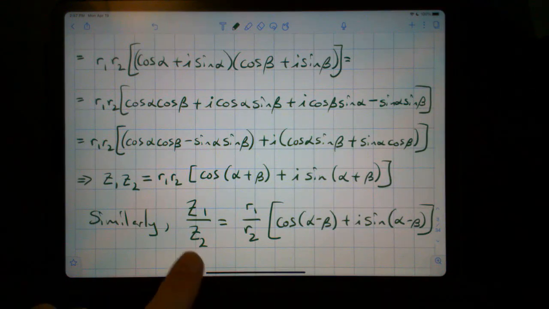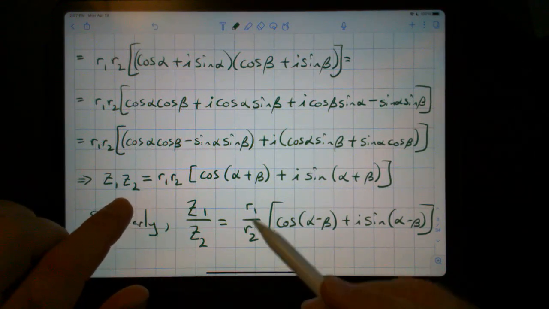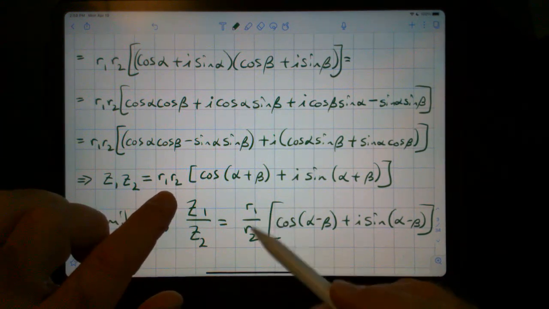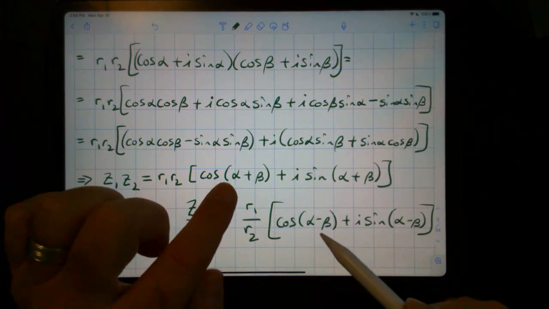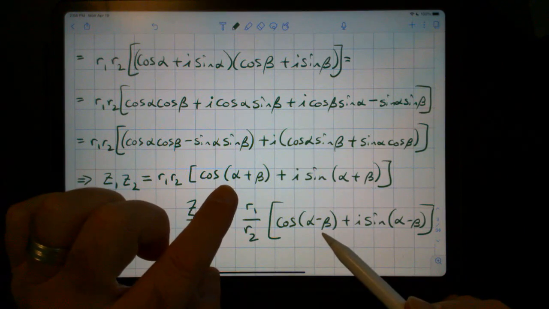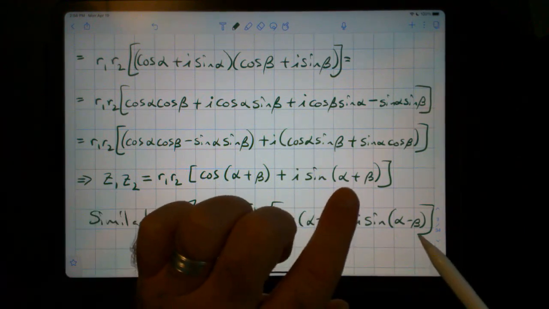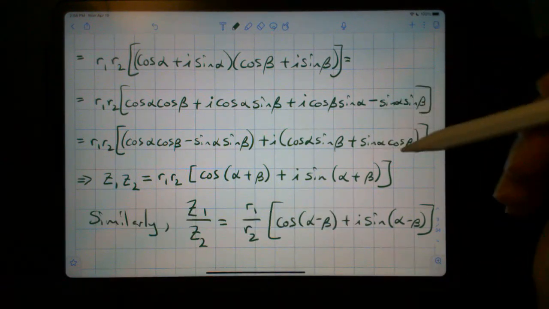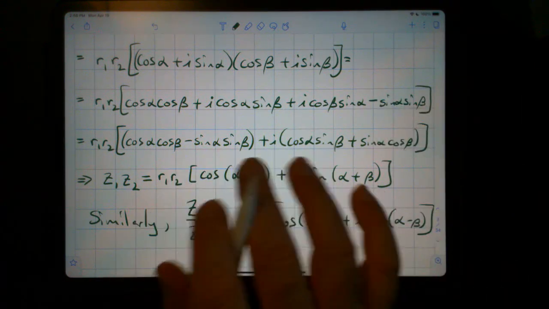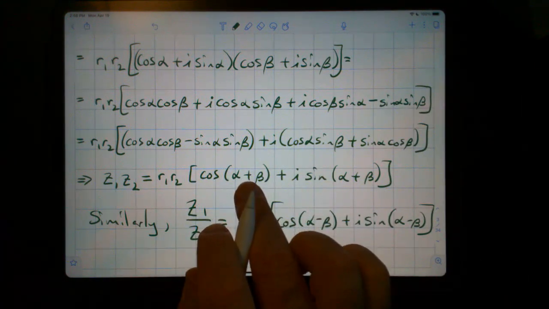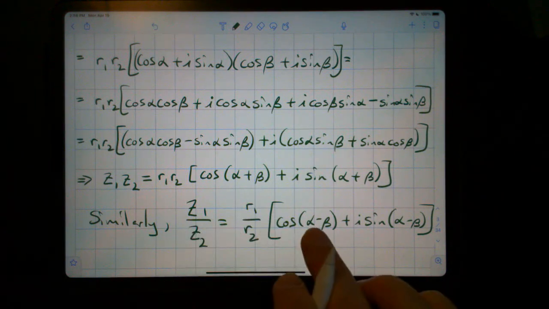And then similarly, if you are dividing z1 by z2, you will divide the moduli, and then you're going to be subtracting the angles for the cosine and subtracting the angles for the sine. One way to see this is that multiplication is repeated addition and division is repeated subtraction.